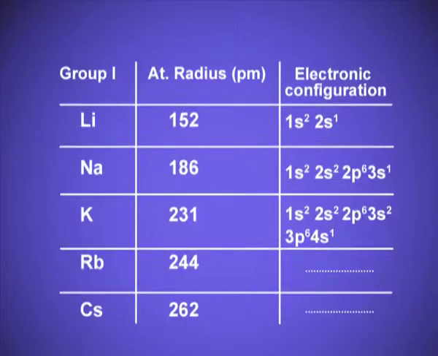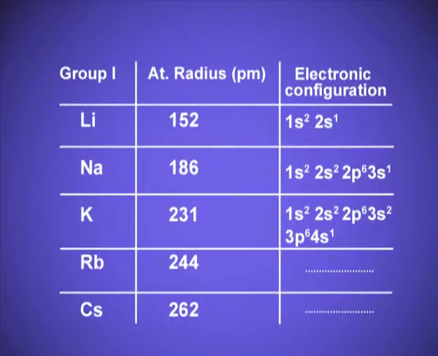Lithium, it is 152 picometers. Atomic radius of sodium is 186 picometers. Potassium, it is 231 picometers. Rubidium, 244 picometers, and cesium, 262 picometers. You can very well see there is an increase in the atomic radii as we are moving down the group. You can also compare the electronic configuration and you can see the new shells responsible for the increase in the atomic radii.